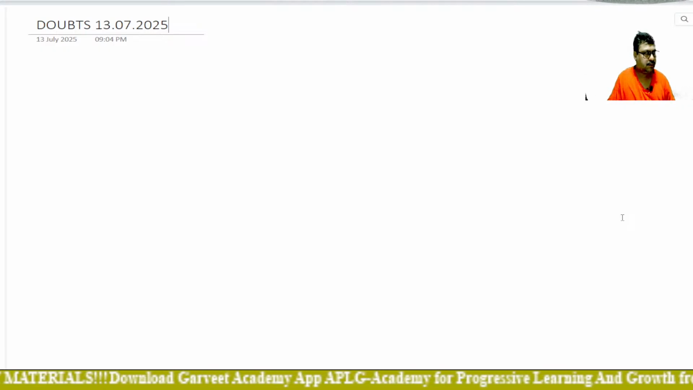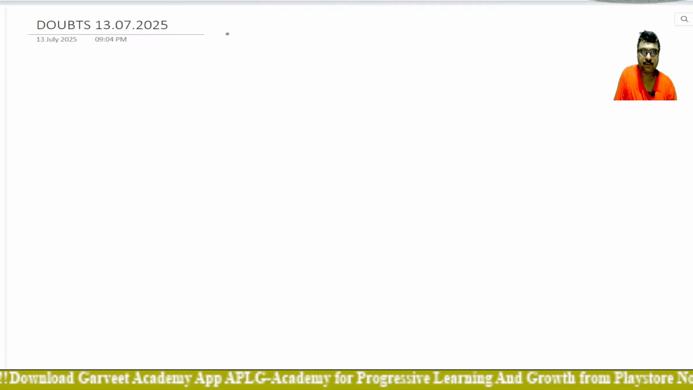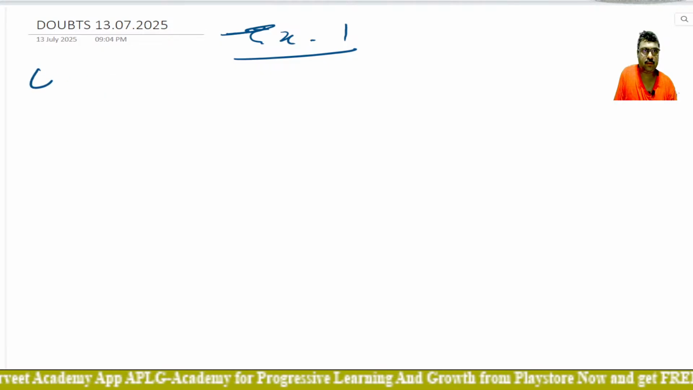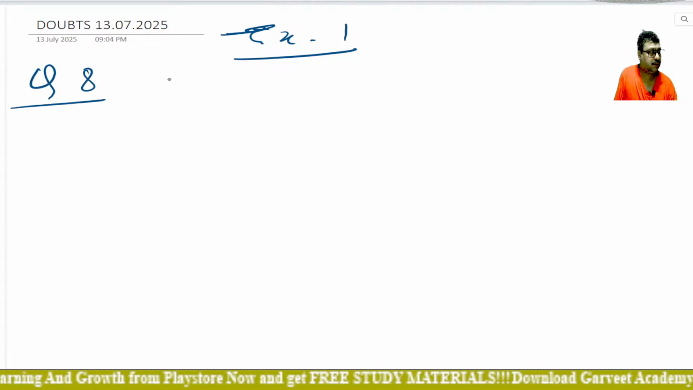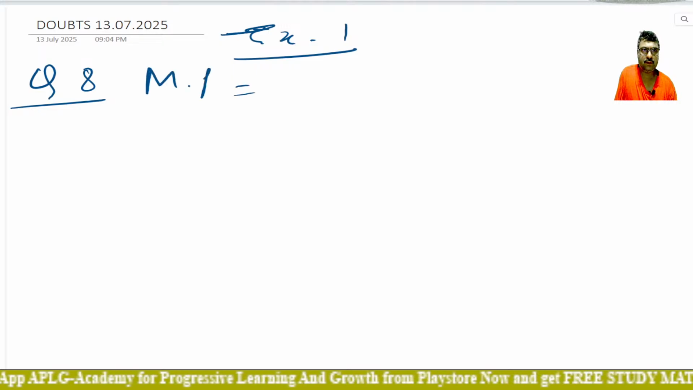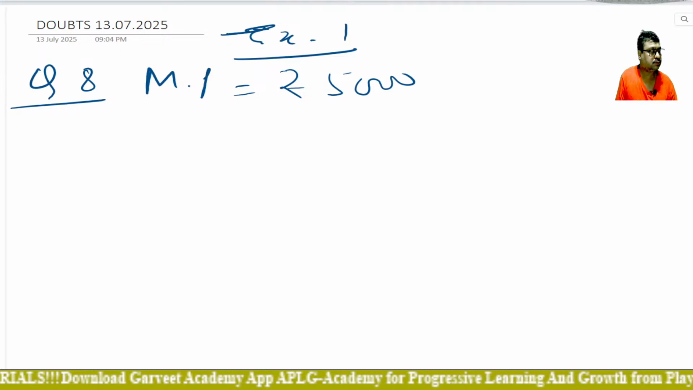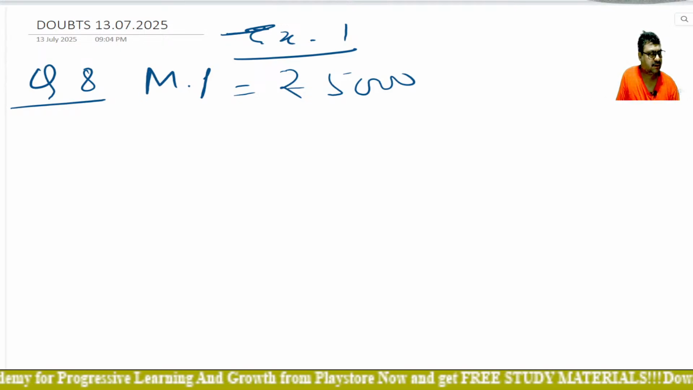A manufacturer marks the article at rupees 5,000. So the mark price is rupees 5,000. This is exercise 1, question number 8. Can you see my screen? He sells it to a wholesaler at a discount of 25% on the mark price, and the wholesaler sells it to a retailer at a discount of 15%.